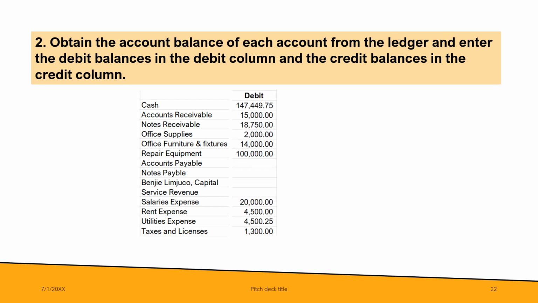Okay, we have here the debit column and the credit column. You will just copy whatever is the amount in your general ledger, your ending balance from your ledger. If you can still remember, the cash has an ending balance of 147,449.75, a debit balance. So you will do the same to other accounts. So after that, what's next? After we have transferred the accounts and the amounts from the ledger to our unadjusted trial balance.